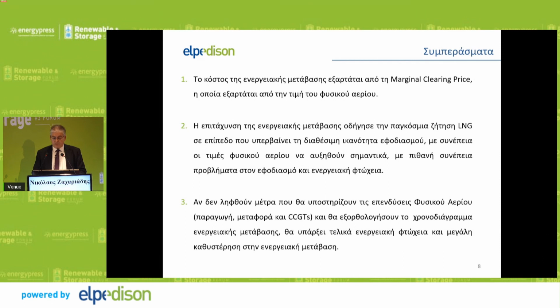If we do not take measures to support investments in natural gas, and I'm talking about production, distribution, and LNG terminals, because we need to look at least 10 or 15 years ahead of time in order to rationalize the energy transition graph. In the end, we will have energy poverty and a great delay in the energy transition.